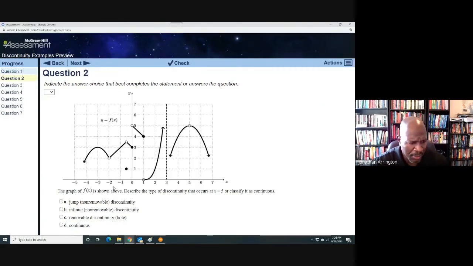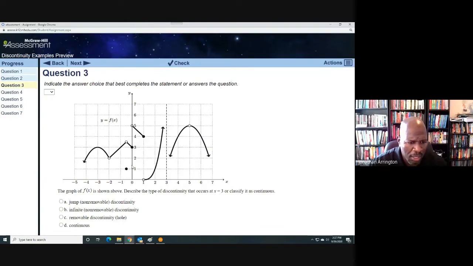Okay, so question number 2, we're trying to see what happens when x equals 5. So here is 5 right here. What would you classify this as? And hopefully you said removable discontinuity. This is a removable discontinuity. Whenever you just see a little open circle, the function basically stays the same, but you have this little open circle, whether there's a closed circle somewhere else on that same point. When you see that open circle, that's an example of a removable discontinuity.